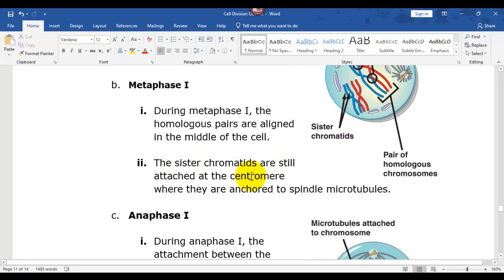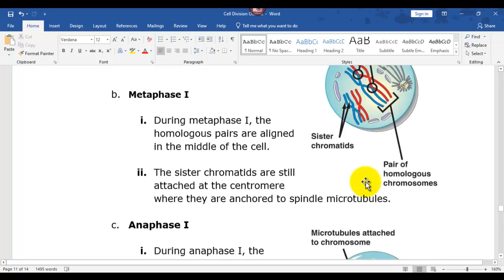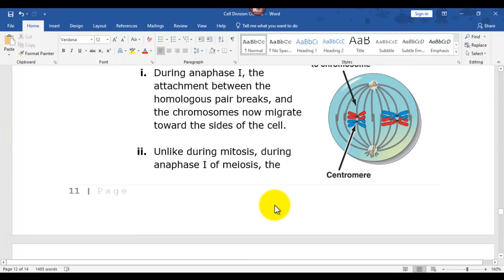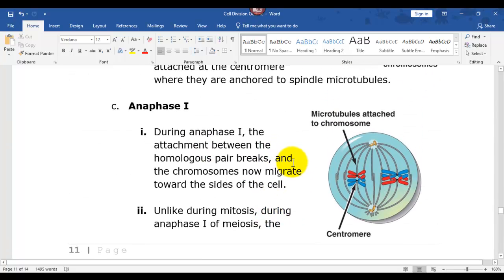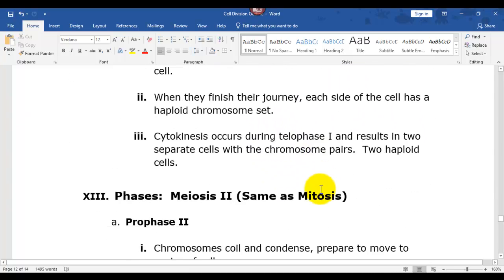So the sister chromatids are still attached at the centromere, where they're anchored to their spindle. Here's the centrioles. Those are the spindle fibers that are attached. They're attaching to the centromere, the middle part. And then what happens during anaphase 1 of meiosis, and I'll have to use a diagram. These are going to get pulled to opposite sides, but they're still like an X. So the blue's going to go that way, the red's going to go this way. And I'll have to show you in a diagram. And then telophase 1 and cytokinesis.